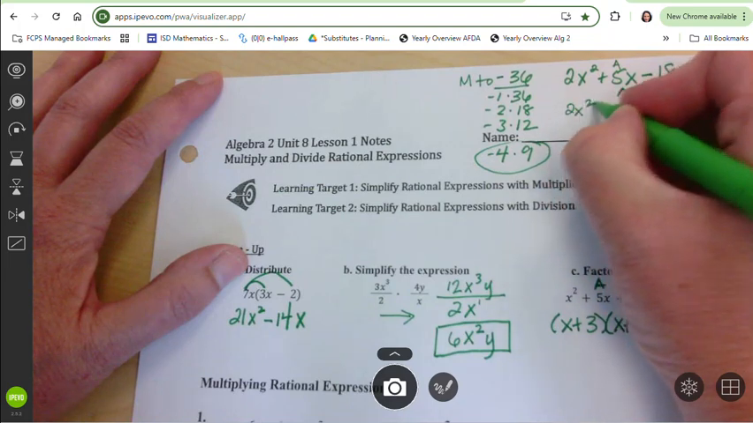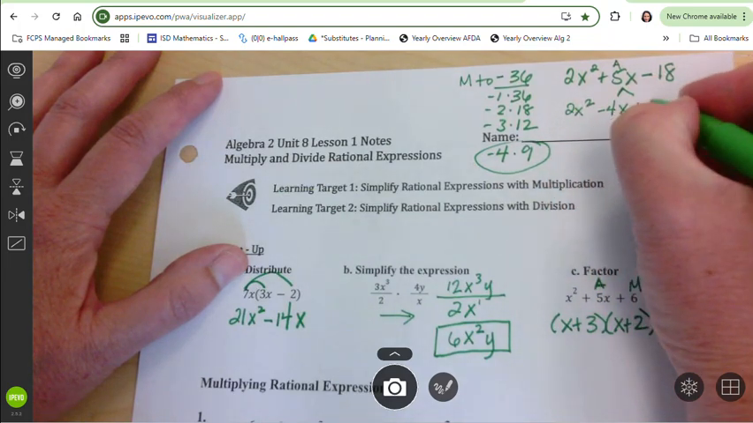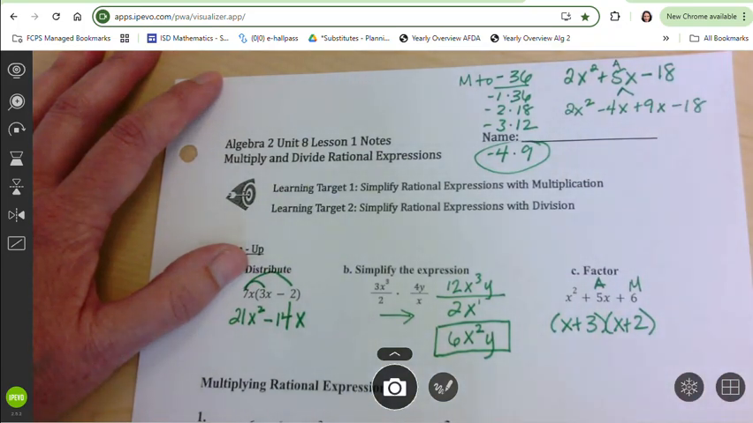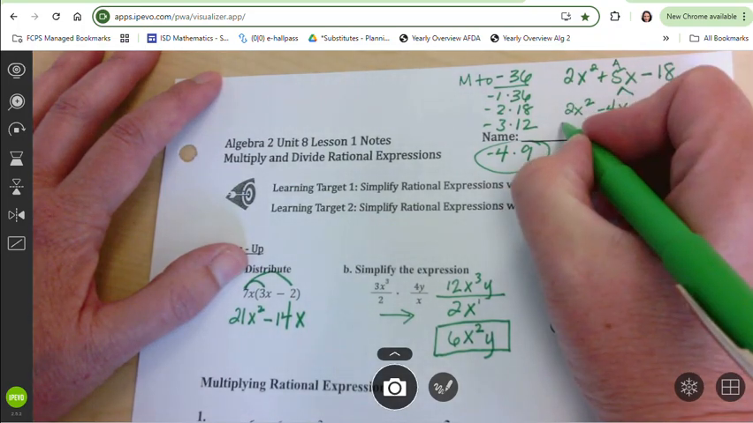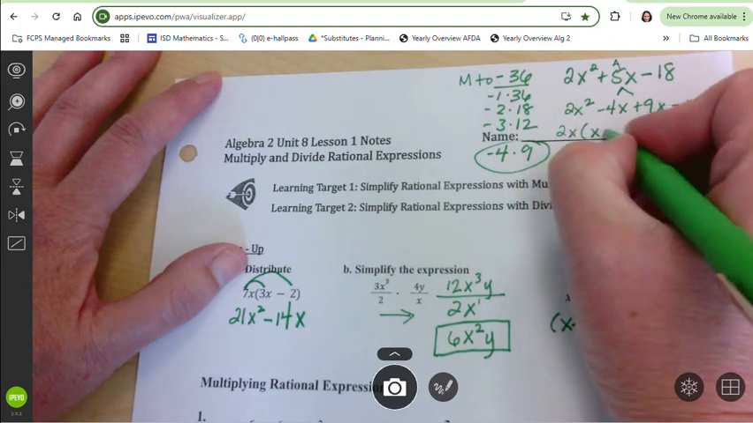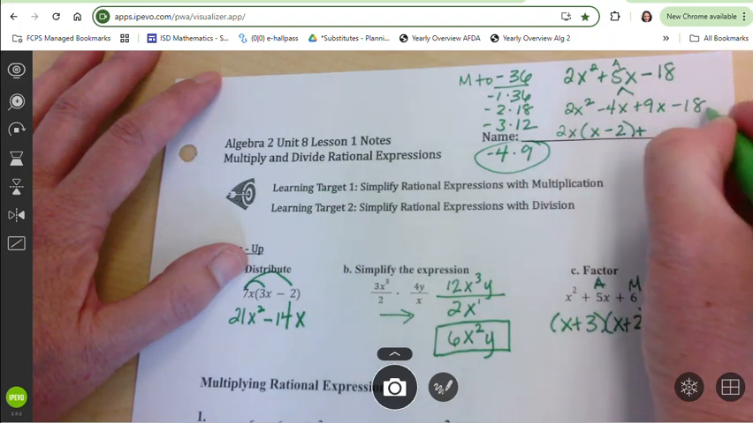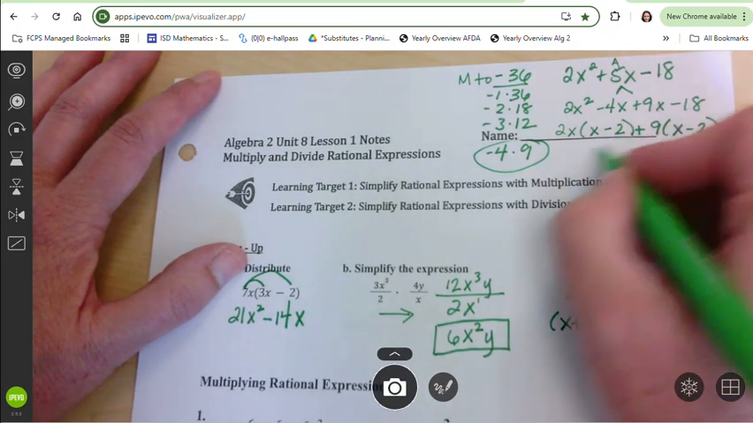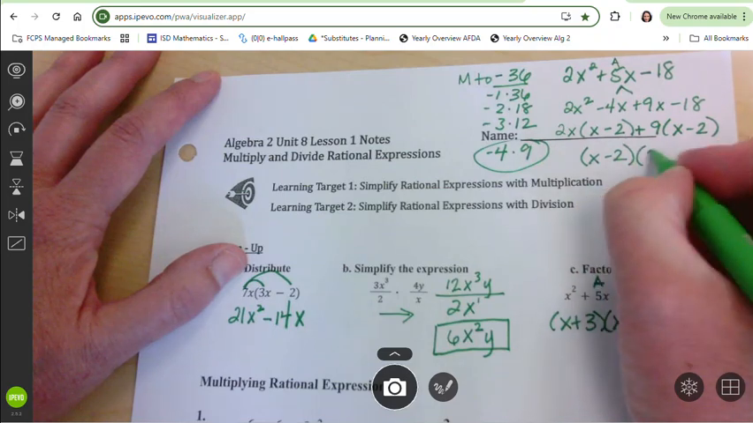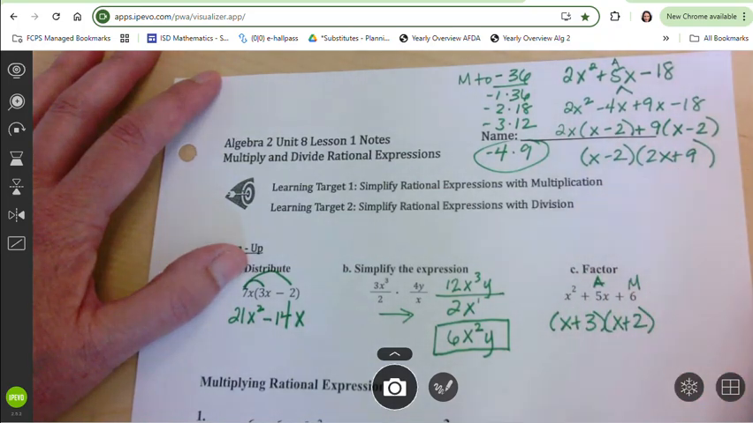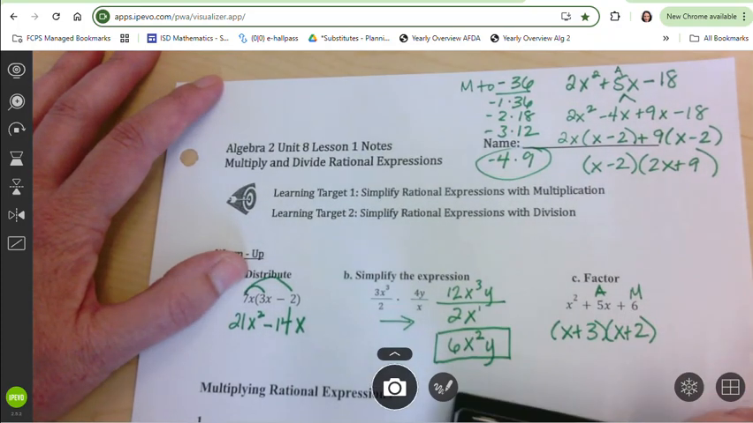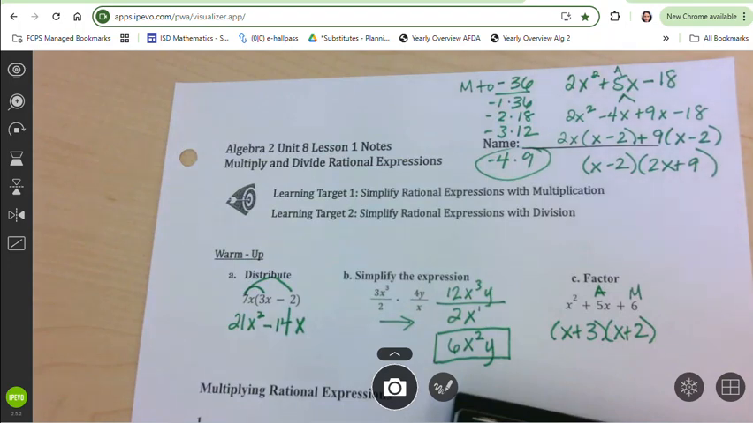So I have 2x squared minus 4x plus 9x, and then minus 18. Okay, I'm going to take my greatest common factor out of the first two, which is 2x. That leaves me x minus 2. And then the greatest common factor of the second two is 9, and that's x minus 2. These match, so x minus 2 times 2x plus 9. I want you to take a minute and make sure you have this down as an example, because when we get to some of these problems that need some harder factoring, you're going to want an example to look back on.